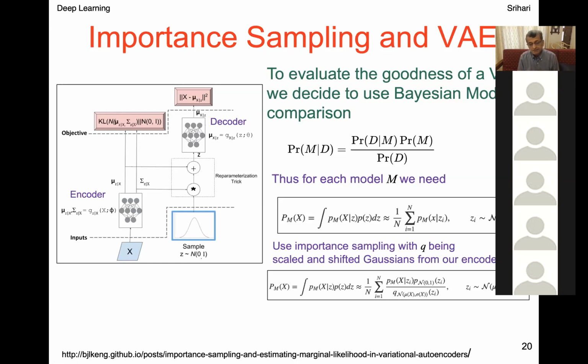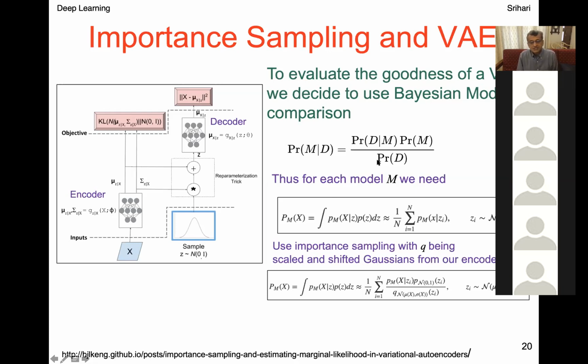So VAE is a very powerful method to generate samples, and to evaluate the goodness of a VAE, we decide to use Bayesian model comparison, the probability of the model given the data, to decide which model is better. For each model M, we need this quantity, and use importance sampling with Q being scaled and shifted Gaussians from our encoder. And so that is how it is determined, to determine the goodness of a particular model.